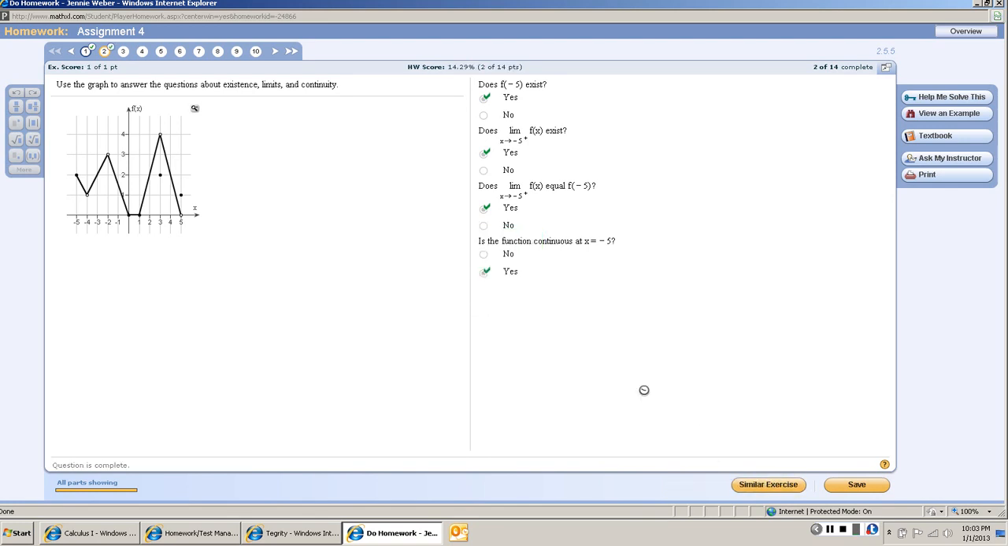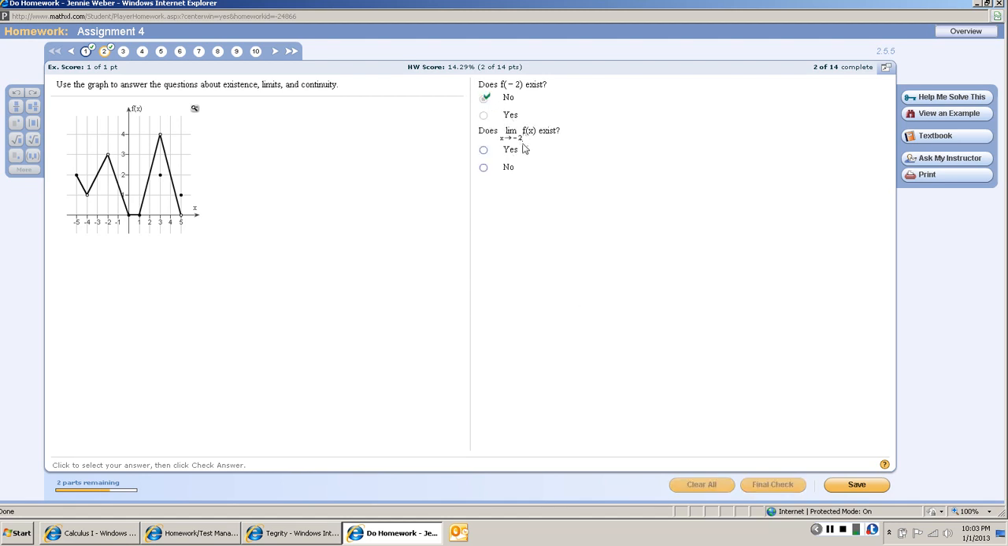Now I want to do this again, similar, and see if it'll give me a better one. Okay, negative 2 here. So let's look at negative 2. Yes, this is what I wanted to do. Okay, you can see here, we're going to do both sides here. Does f of negative 2 exist? No, we have a hole here. This does not exist.